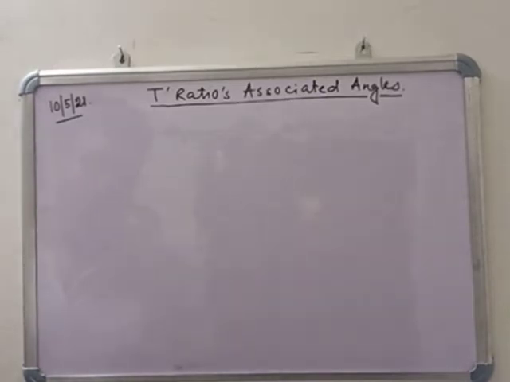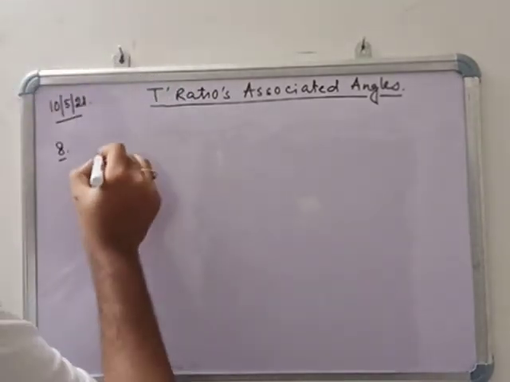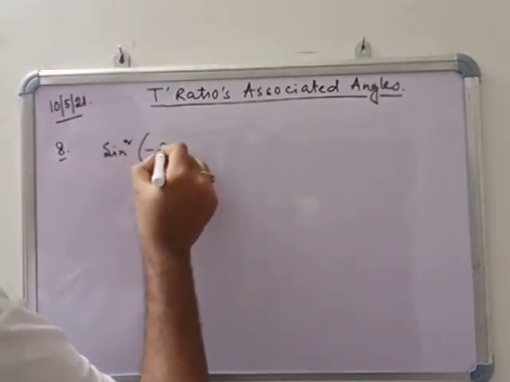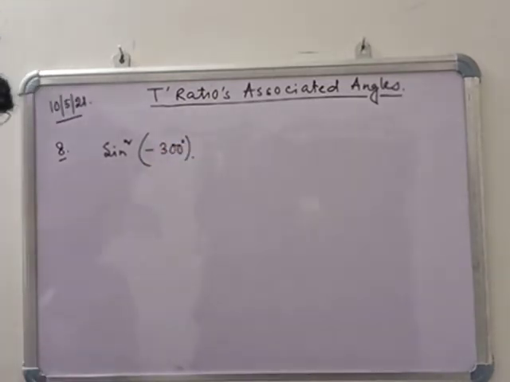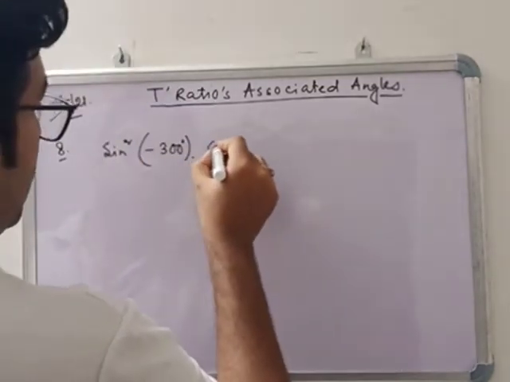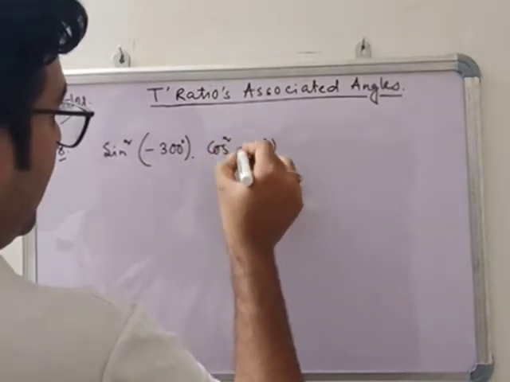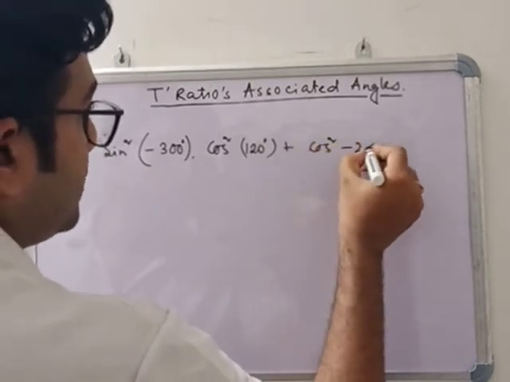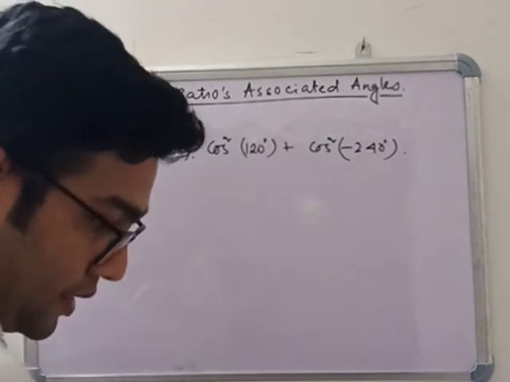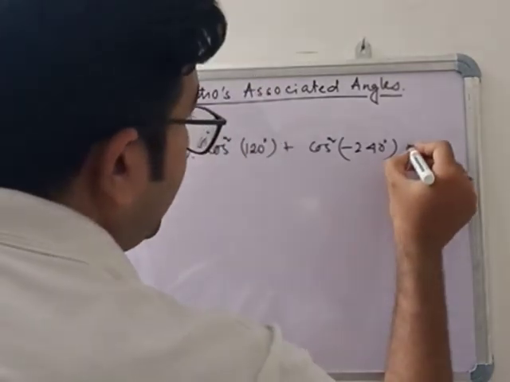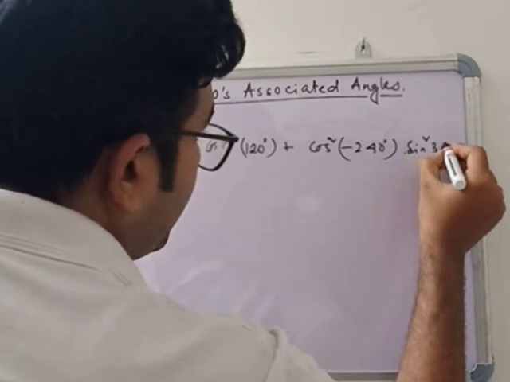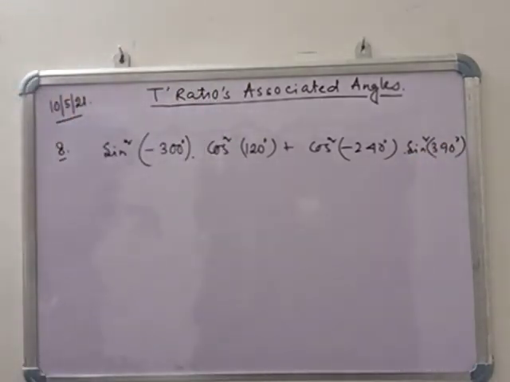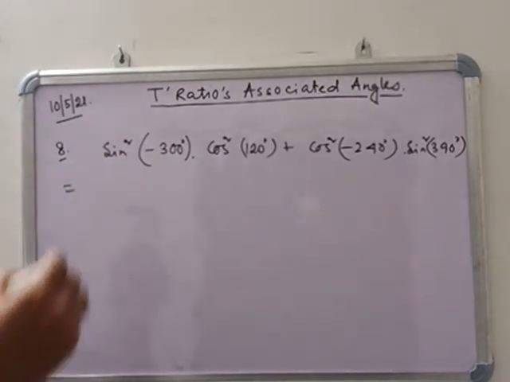Now in number 8, see that sine square minus 300 degree into cos square 120 degree plus cos square minus 240 degree into sine square 390 degree. And you have to prove that this equals 1 by 4. So this is LHS, obviously.